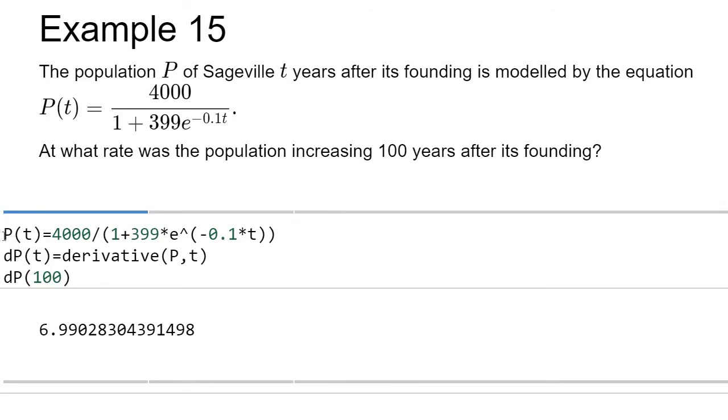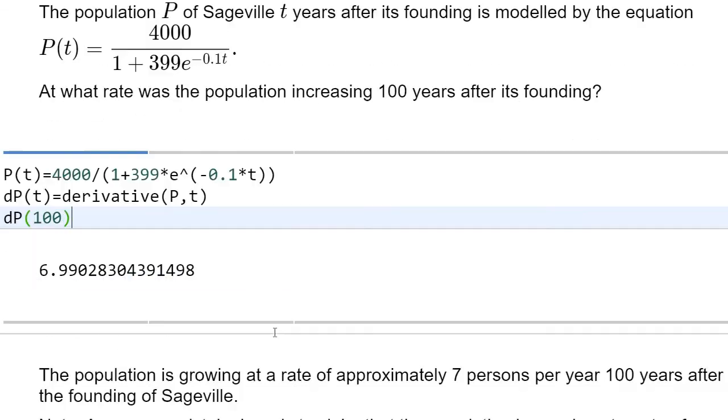So here I'll use method 1. I define the function P. You've got to be really careful with parentheses here. There need to be parentheses around the bottom of the fraction to get the order of operations right, and parentheses around this exponent, the negative 0.1 times t. That's all the power of e, so all of that is in the power. I'll call my derivative dP, so this is my P prime, and now I just need to plug in t equals 100, and I get 6.99.